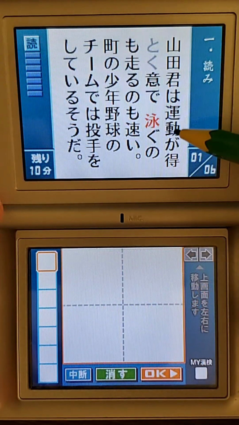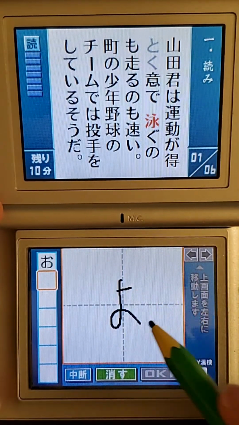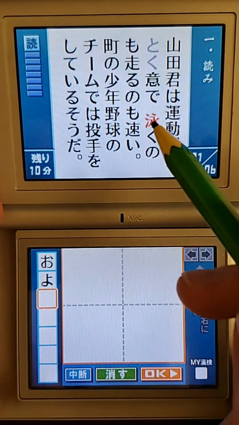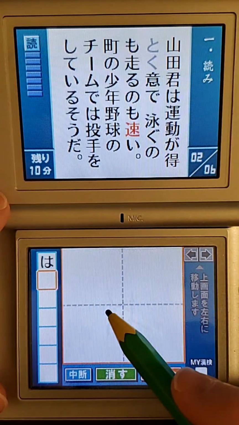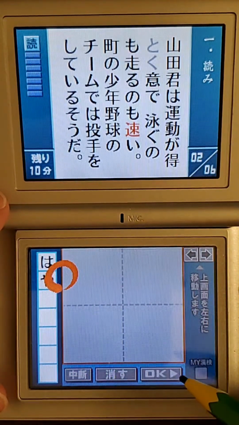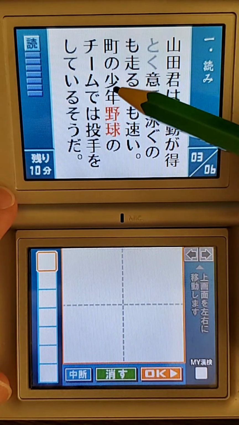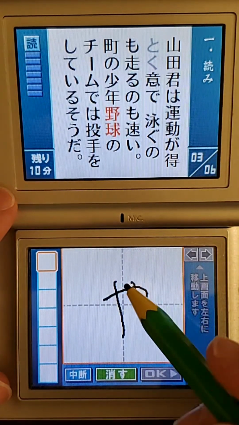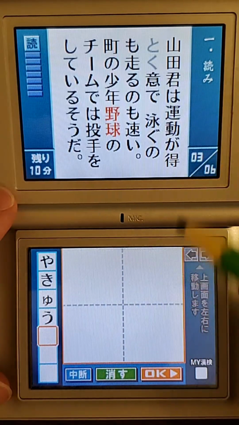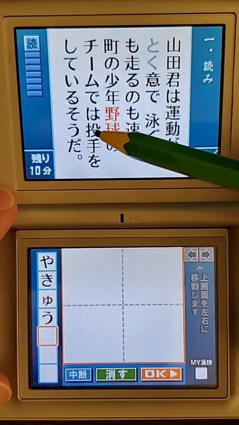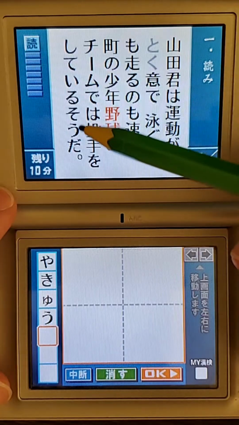Alright. Yamada-kun wa undo ga tokui de oyogu. Yeah, I had this sentence last time too, but just different kanji that it's testing on. Oyogu, oyogu. No mo hashiru no mo hayai. Hayai. Machi no shounen yaku. Yaku no chimu de wa, toshu, I think, o shiteiru sou da. Yaku.